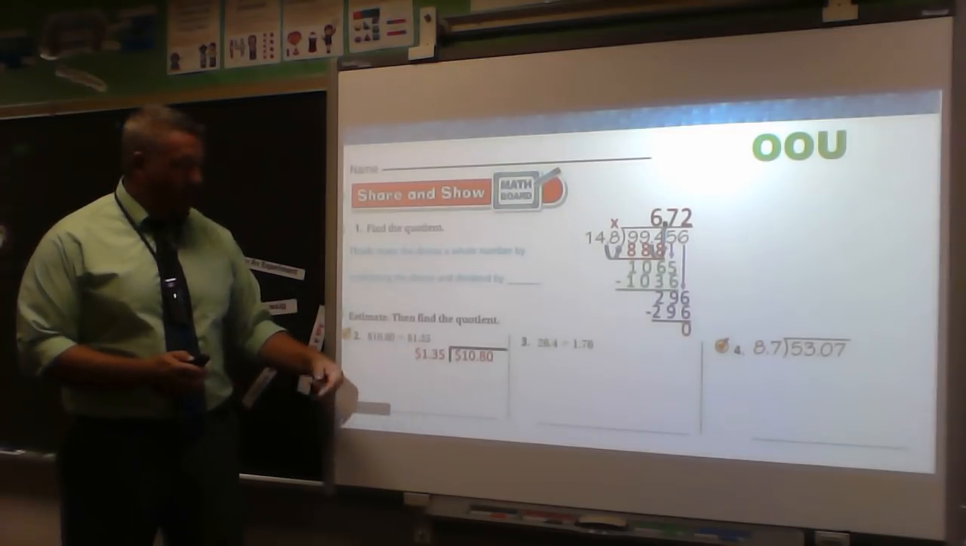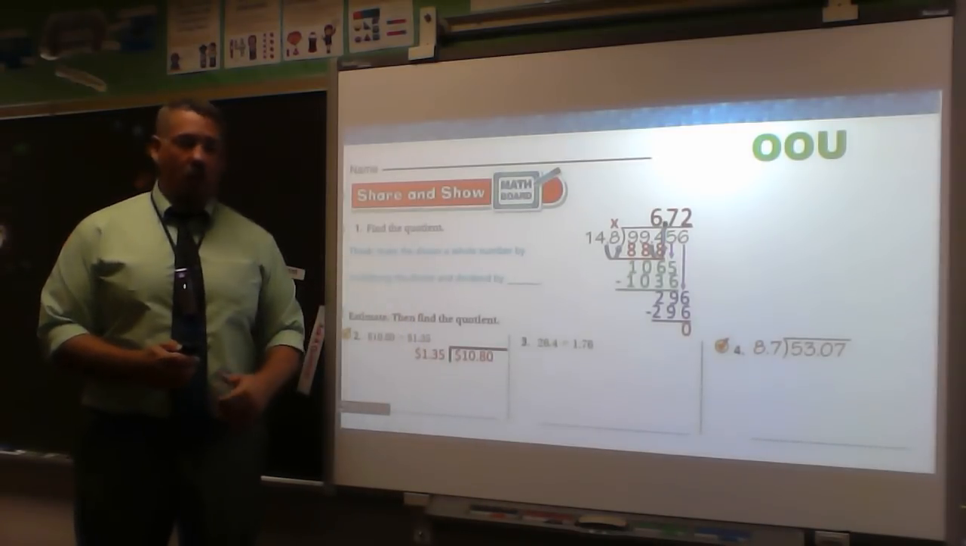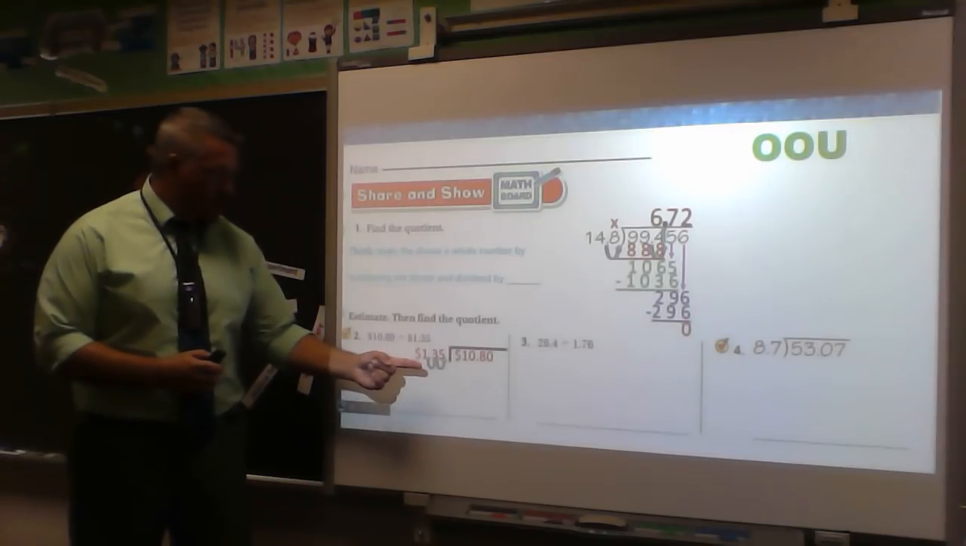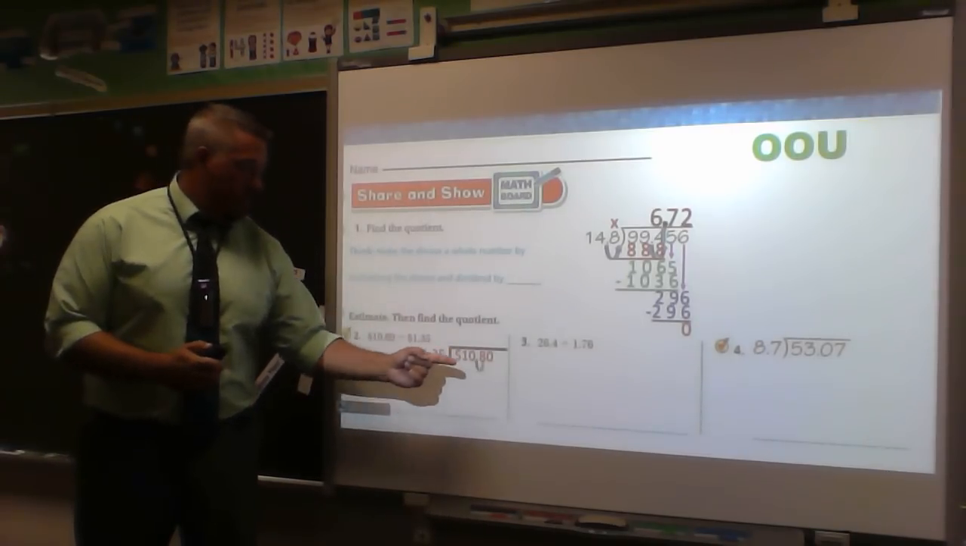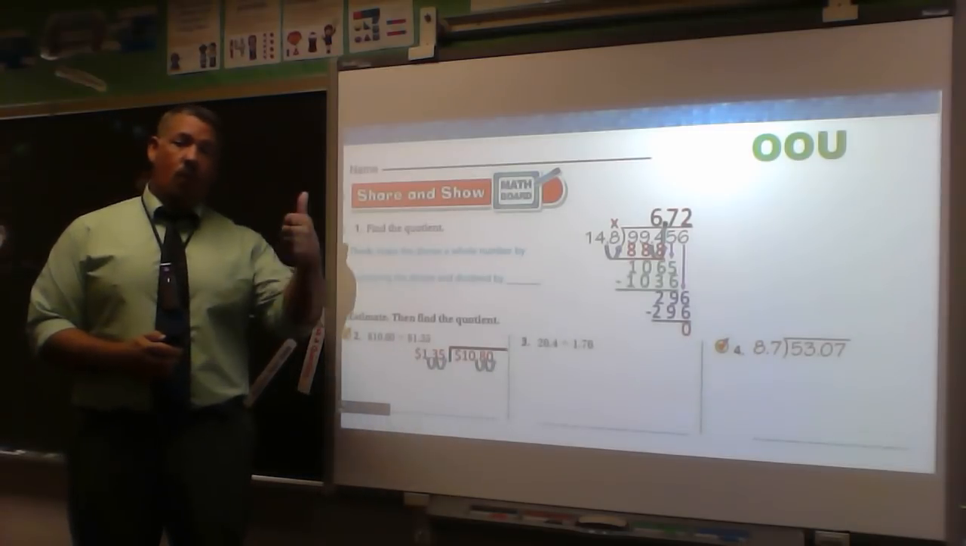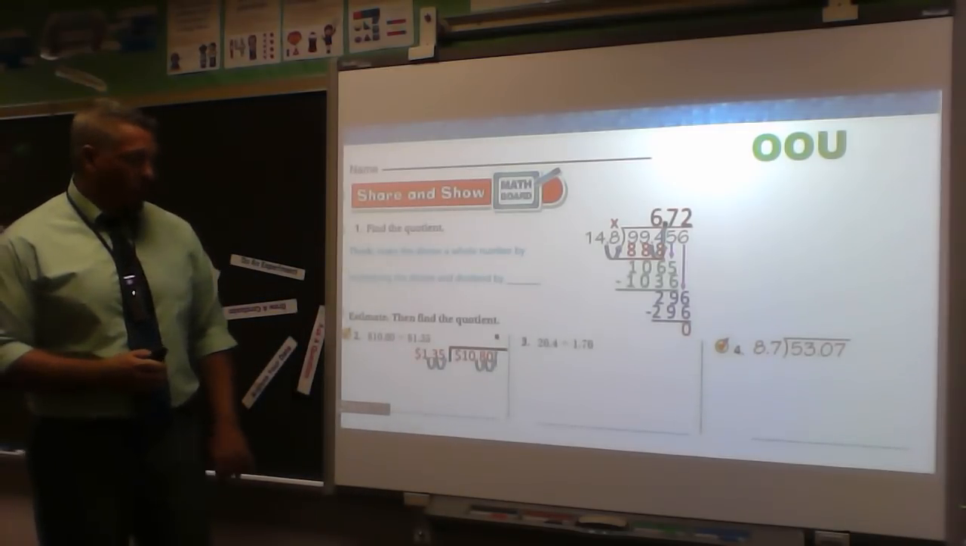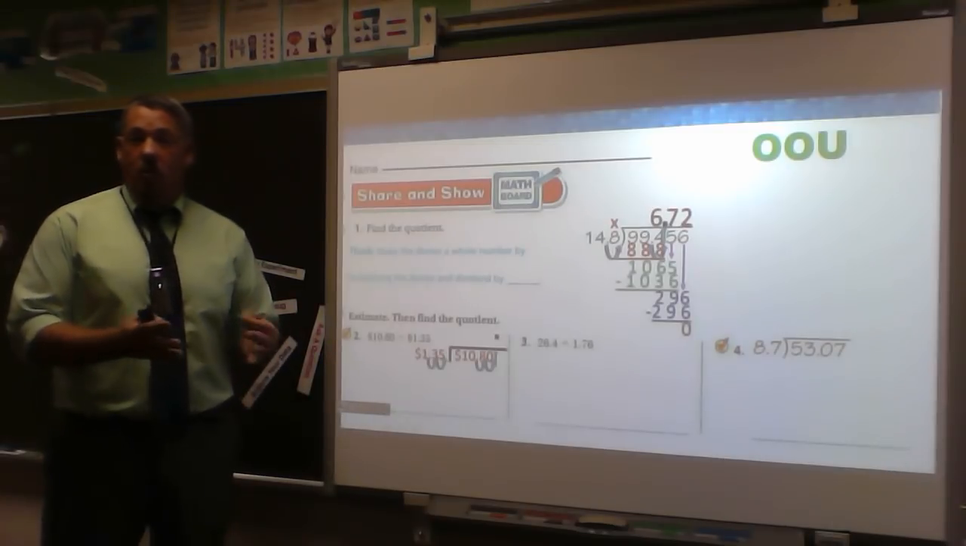So on the outside, I have to go 2 times to make it a whole number. So I move it twice. I have to do the same thing on the inside. So I'm going to move it twice. Then I'm going to raise my decimal up. Once it's in the right spot, then I can start doing my math.